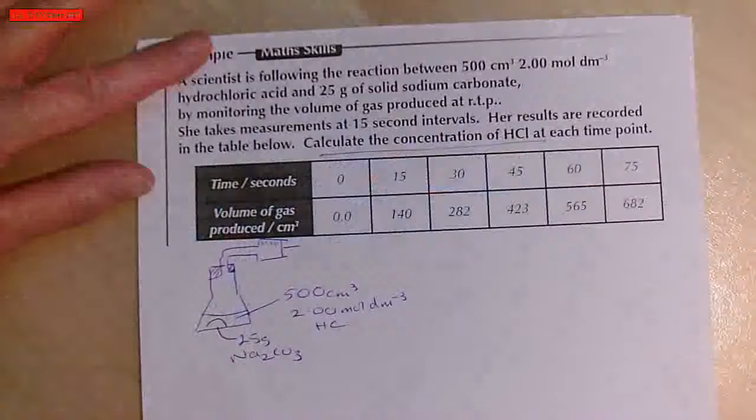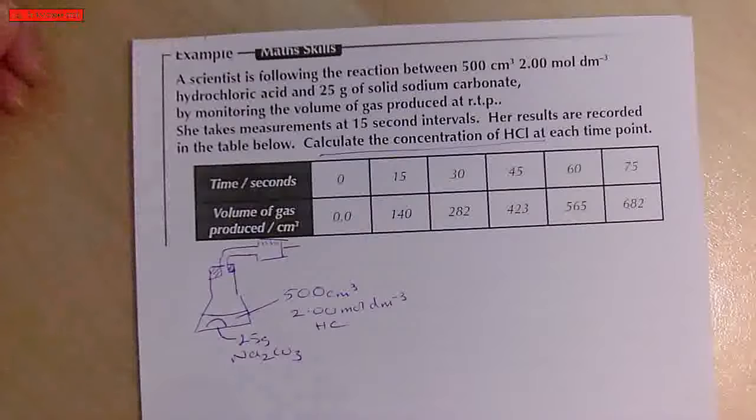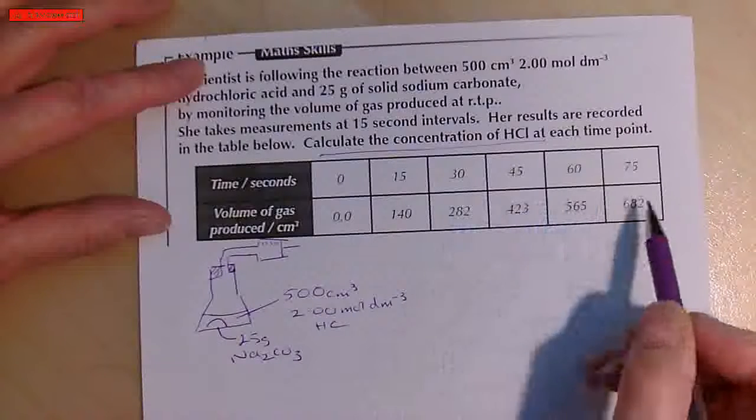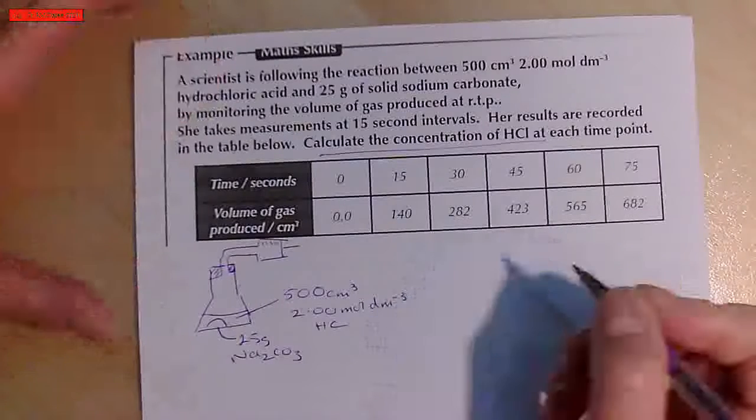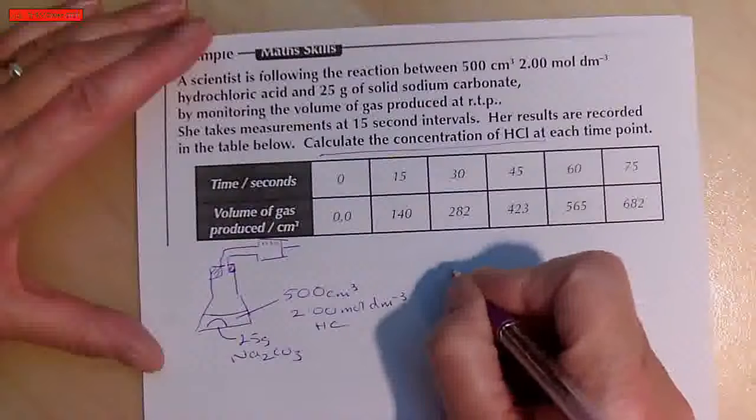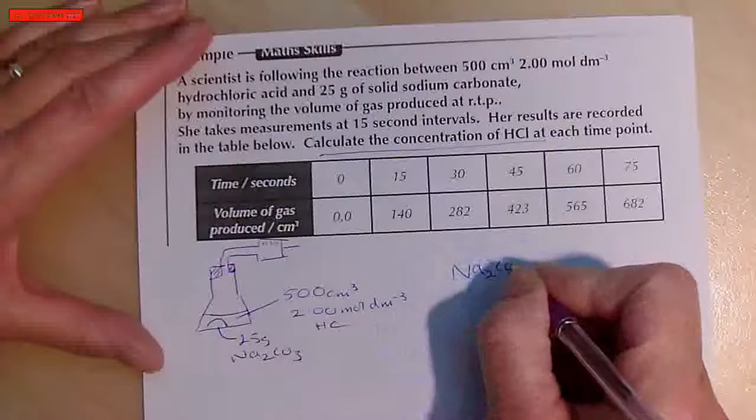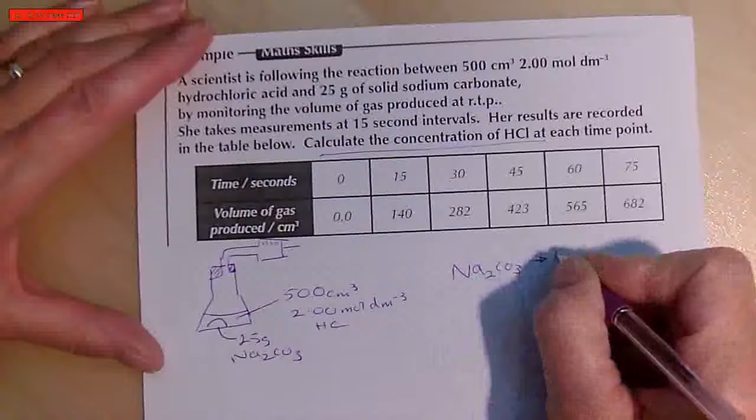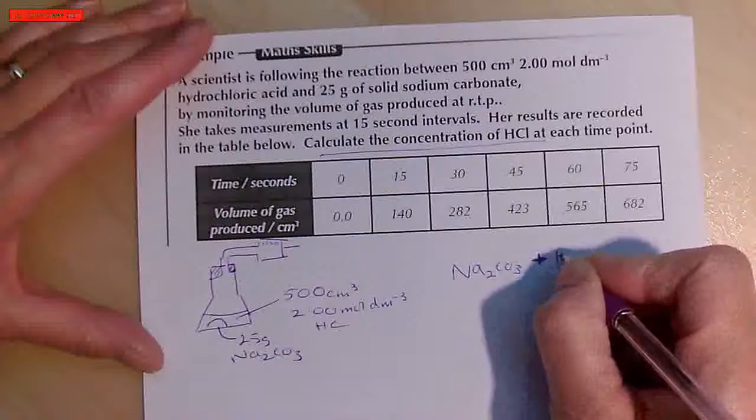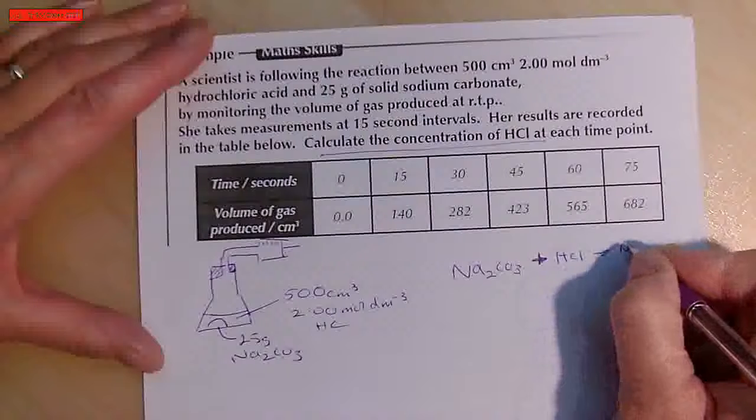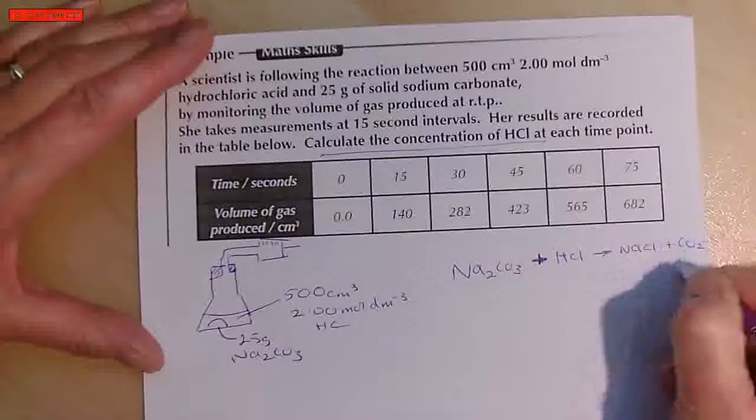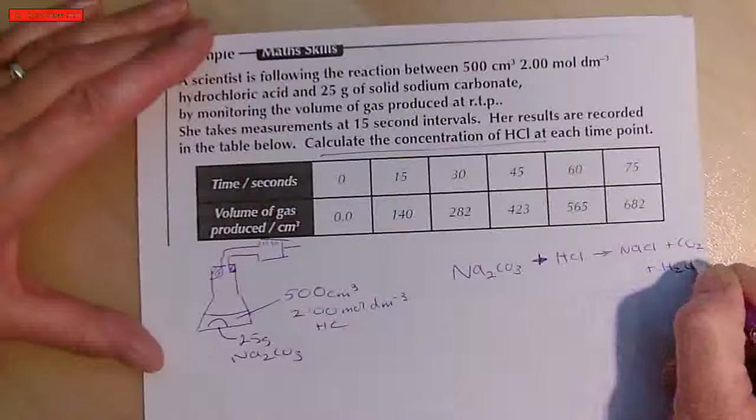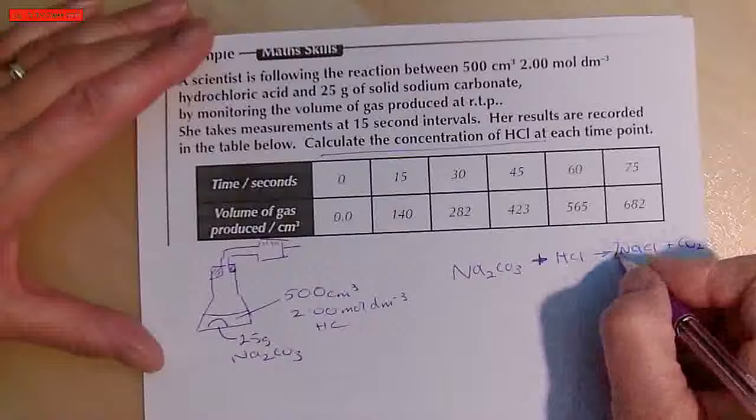So we want to calculate the concentration of hydrochloric acid, and in order to do that we need to know how much hydrochloric acid we had at the beginning, and then how much hydrochloric acid has been used up as we have continued the reaction. So the thing that we need here to help us is an equation. So we've got sodium carbonate reacting with hydrochloric acid, and it's going to give us sodium chloride, carbon dioxide and water.